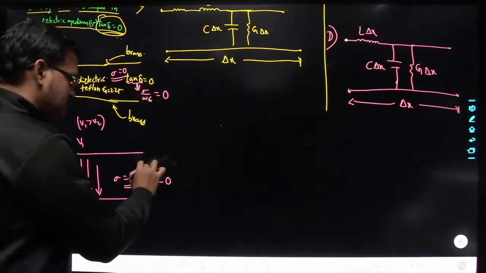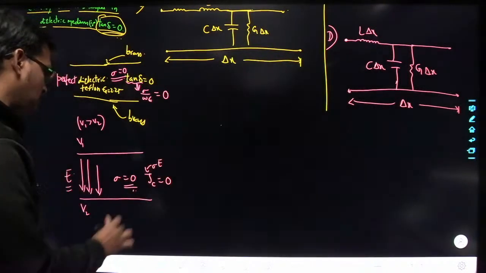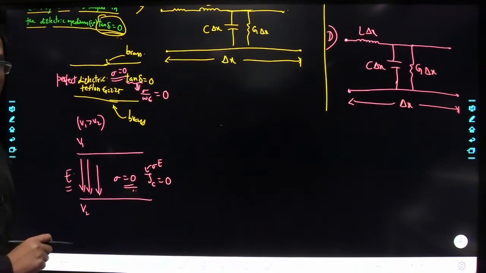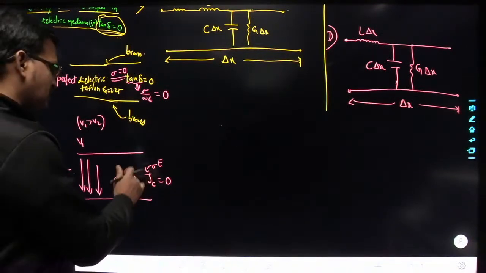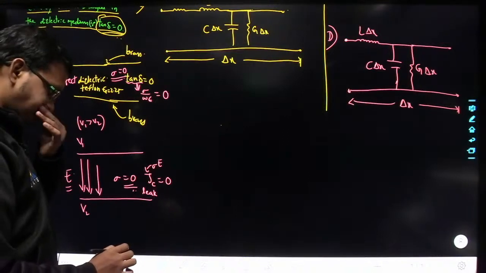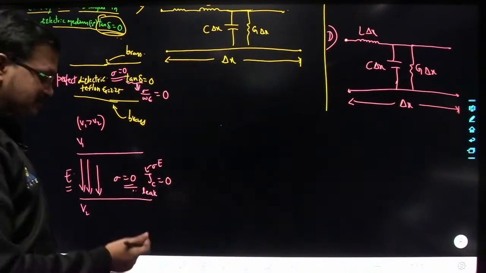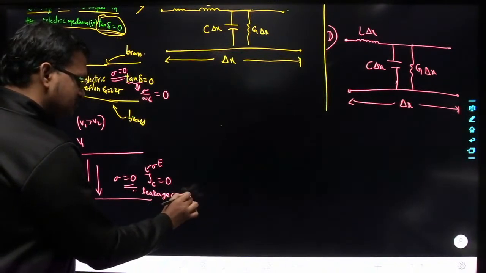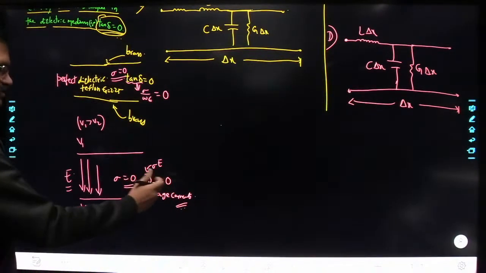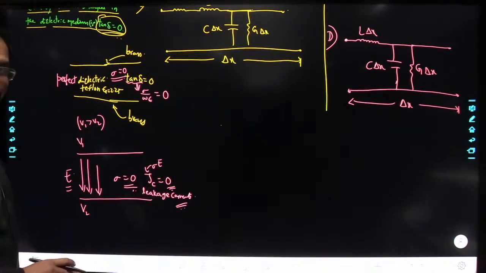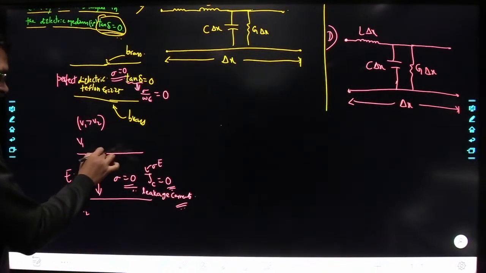JC is nothing but sigma into E. So E is present, but the conductivity of the medium is equal to zero, and hence the conduction current in this medium will be equal to zero. These conduction currents are very small, so we have named them leakage currents. Here the leakage current is equivalent to zero. The conduction current being zero means there is no conducting path between this line and this line.